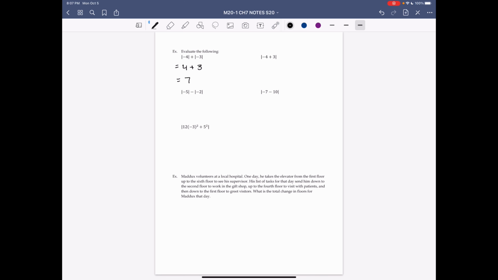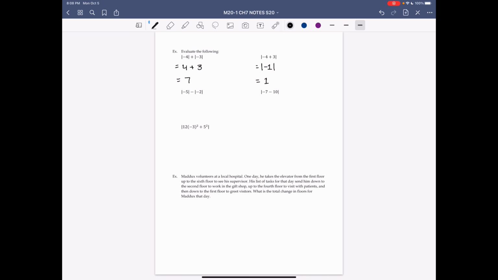Next one, absolute value of negative 4 plus 3. So negative 4 plus 3 is inside the absolute value, which means we do that first. Negative 4 plus 3 is negative 1. Absolute value of negative 1 is positive 1.